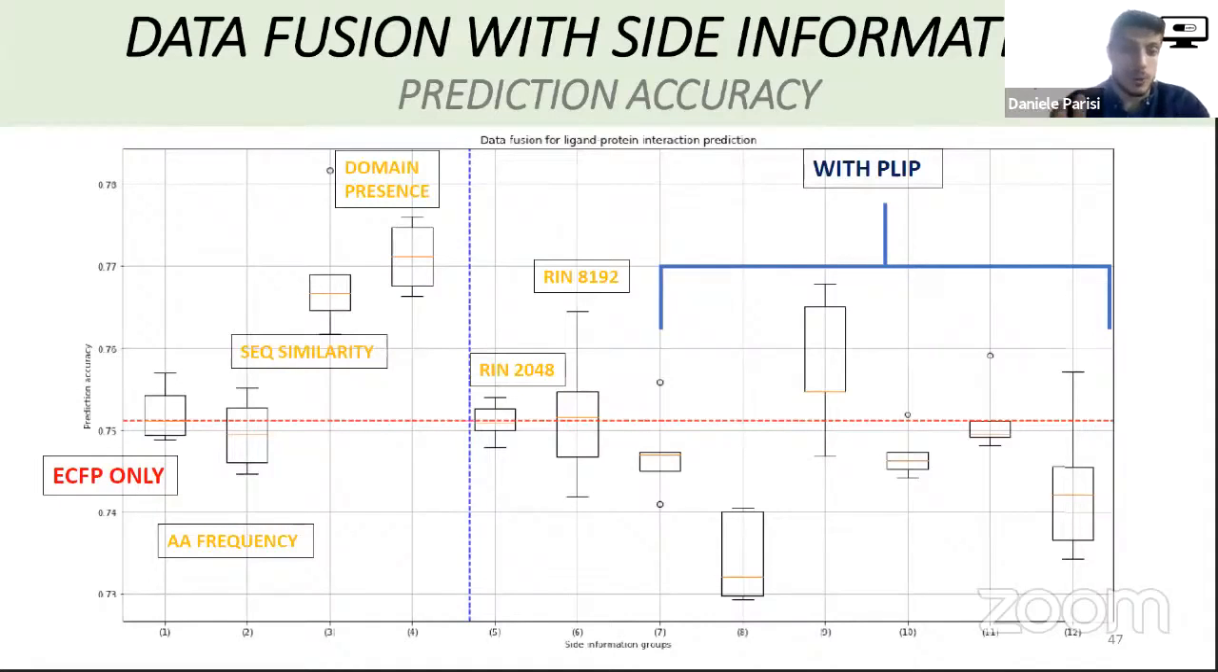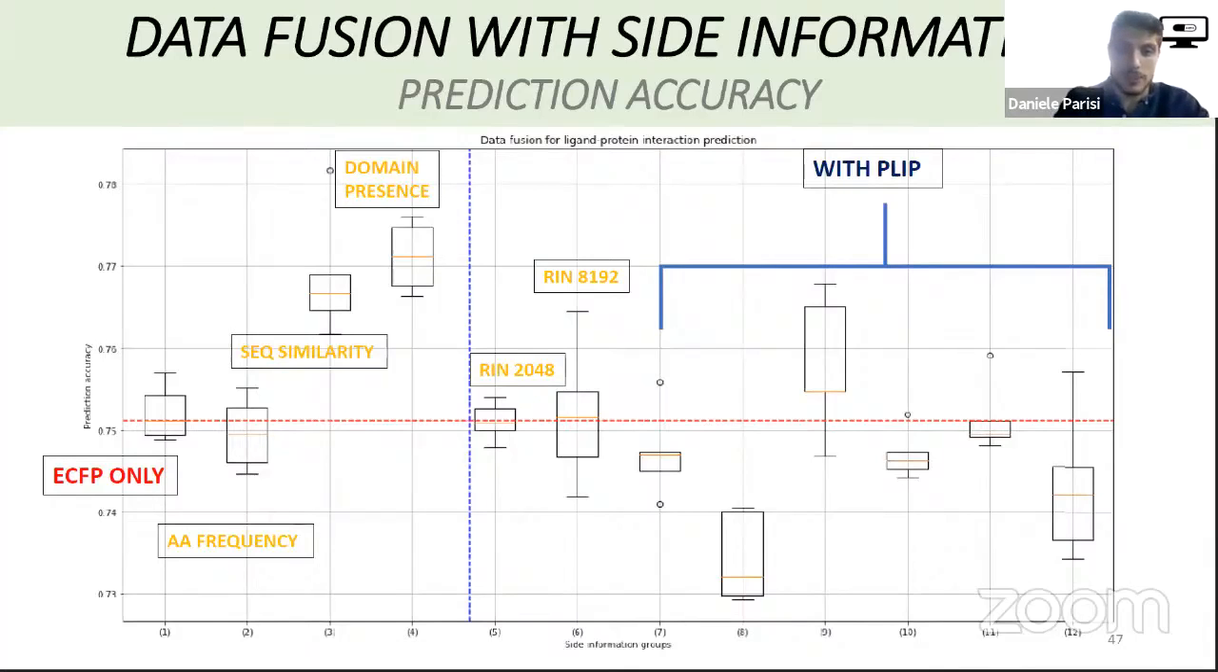The runs on the right of the blue dashed line are all the runs that I did using structural information, structural data. And the very last ones, under the category with PLIP, are all the runs that I did using also the third side information, the densest one, the interaction pattern, PLIP. And as you can already see, using the structural information and also the interaction patterns, the ability of predicting the drug-target interaction by using deep learning decreased.